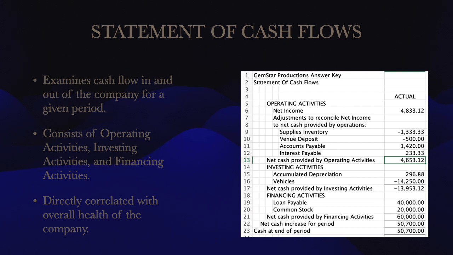The final line in the statement is a result of the addition of the three net totals for each activity section. By adding the $4,653.12 from the operating activities, the negative $13,953.12 from investing activities, and the $60,000 from the financing activities, we come up with a grand total of $50,700 of cash flow into the company for the time period.